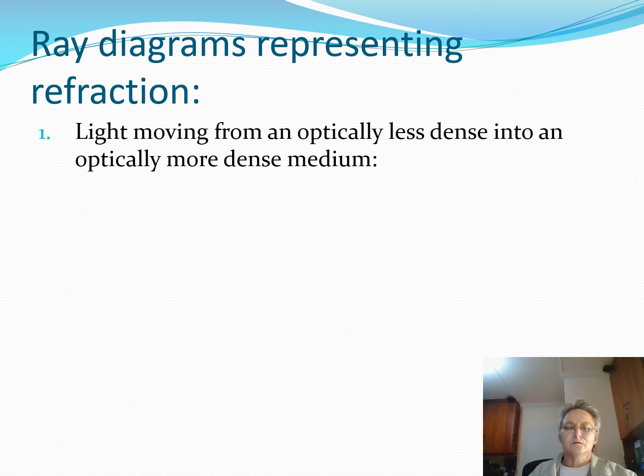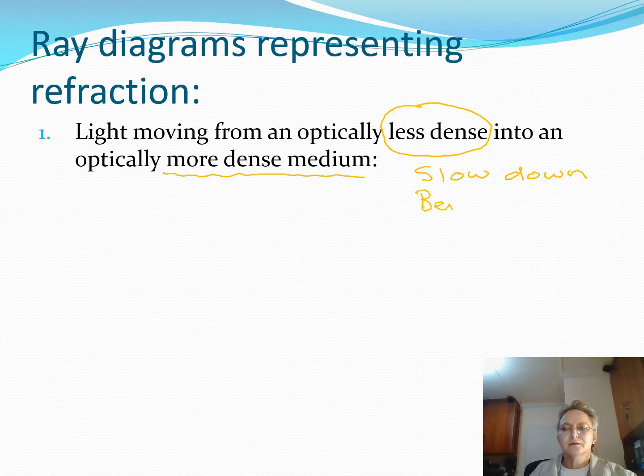If it moves from a less dense medium into a more dense medium, the light will slow down. And if it slows down, it is bent towards the normal.